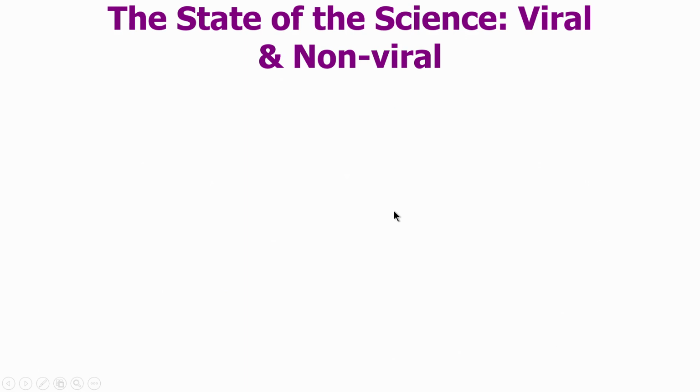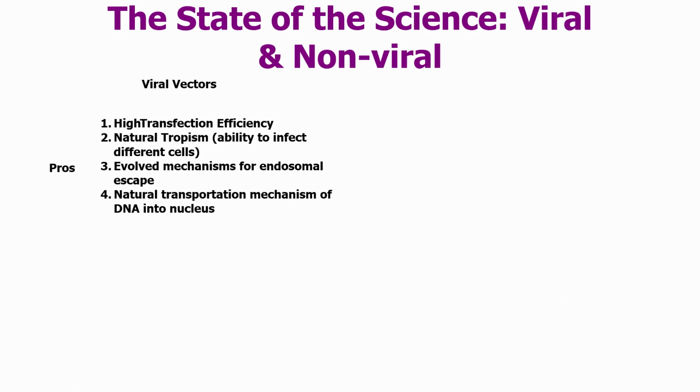So, let us look at the state of the current science with both viral and non-viral vectors. Obviously, viral vectors, as I said, have lots of pros. It is a very high transfection efficiency. You are talking about pretty much more than 50% efficiency. So, almost more than half of your cargo will get transfected and result in functional protein being produced.